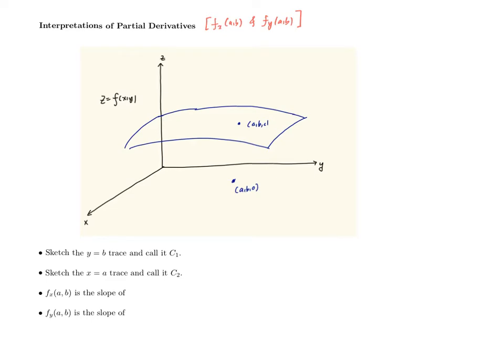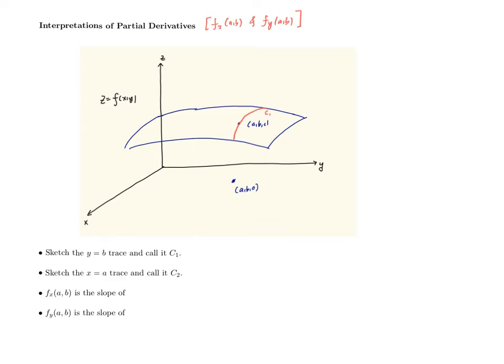And we have a few guidelines here. Sketch the y equals b trace and call it C1. So if I want to think of the y equals b trace, I take the y equals b plane and think about where it cuts my solid. And just for fun here, let's go ahead and throw that in. If we have the y equals b plane, we want to think, where does that cut through our surface? I'm going to remove this from the picture just to make it look a bit nicer, but the trace is essentially a curve that looks something like this. And I'm going to call it C1 to give it a name.